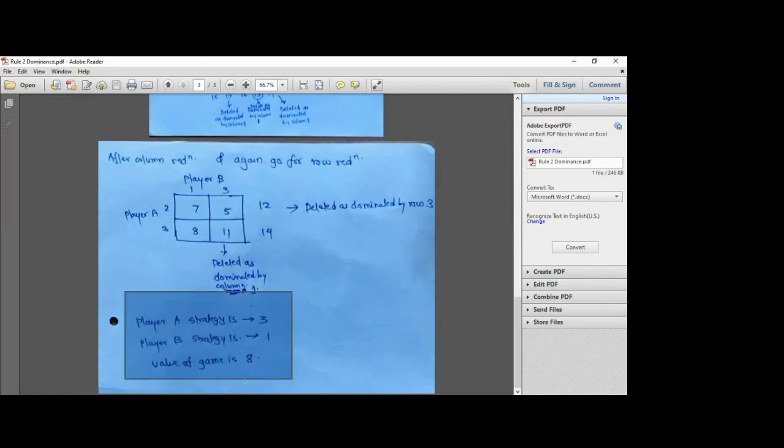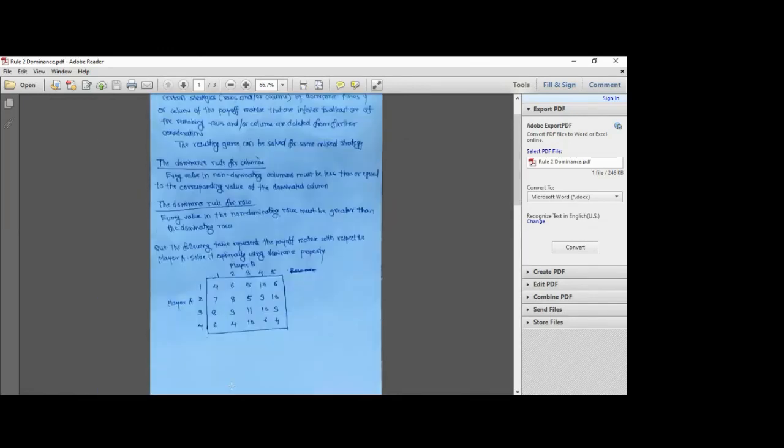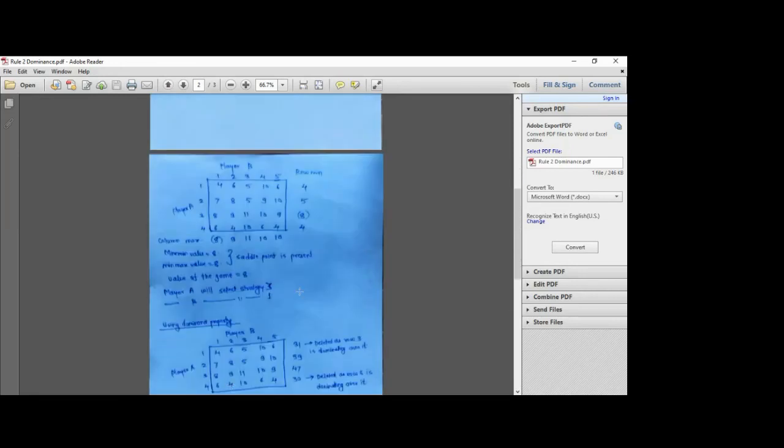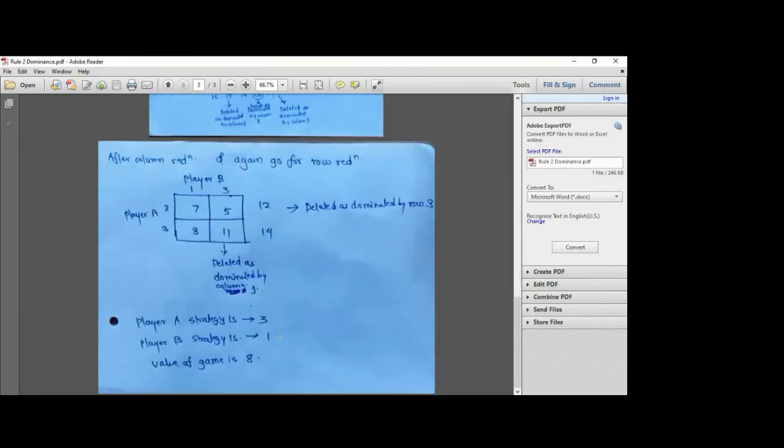This answer should match your previous answer, right? So if you look here, the value of the game is 8. Player A will select strategy 3 and player B strategy 1. So the same is here, you have got the same answer. Okay? So this is for the pure strategy, right?